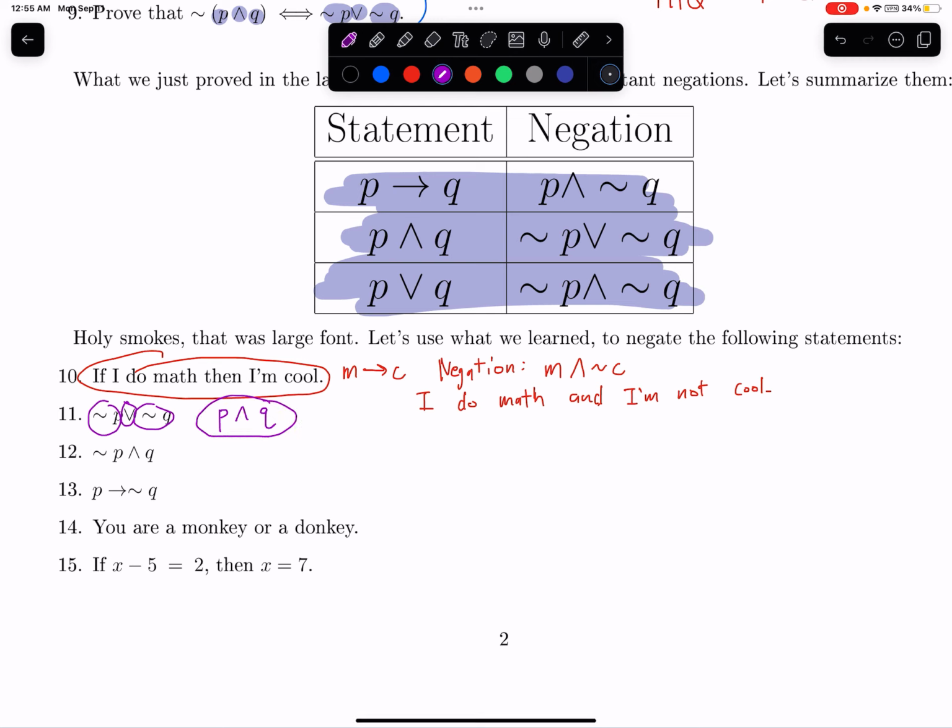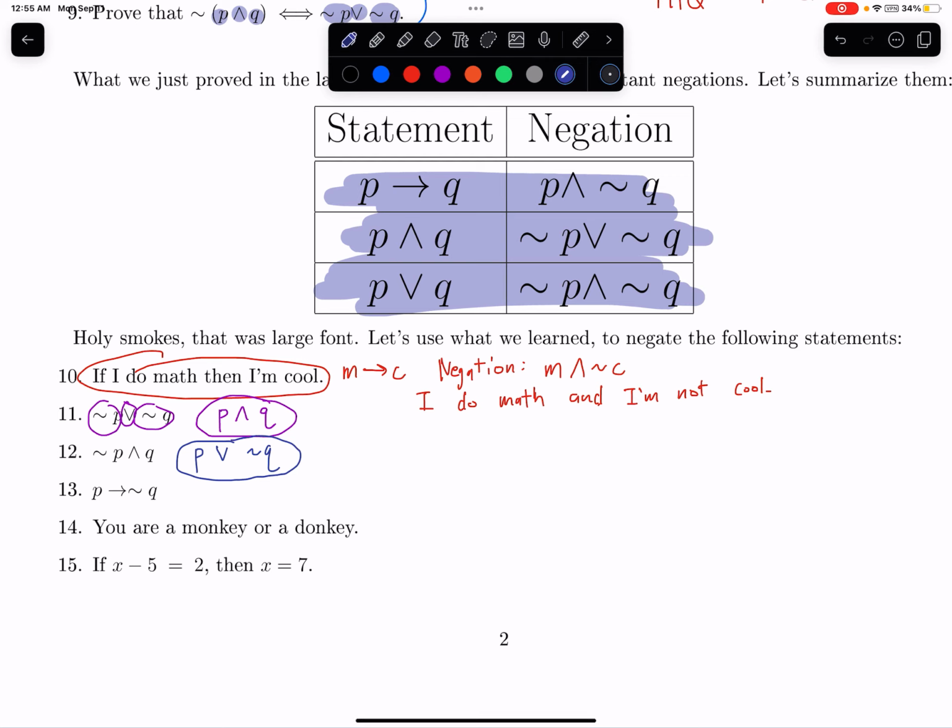Okay, one more practice. If I have an and statement, De Morgan's law says, negate either side. So not P becomes a regular P. Q becomes a not Q. And swap the middle. If it was an and, this time it's going to be an or. So that's my answer. Okay, number 13.